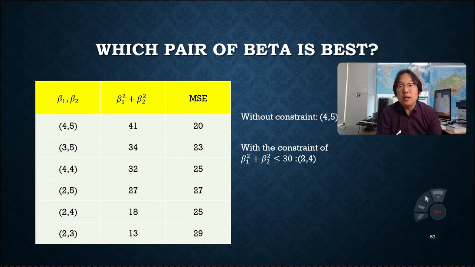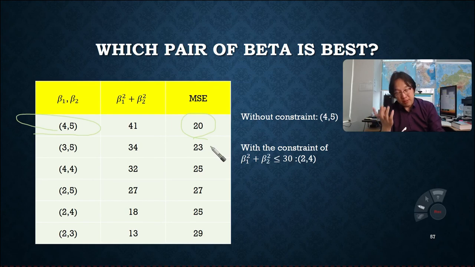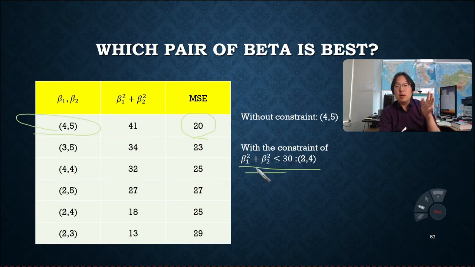Without constraint, which beta is the best? Well, this one. Why? Because the mean squared error is the minimum. Gauss said, achieve the minimum mean squared error and take that beta as the estimate. But in machine learning, with this regularization approach with ridge regression, there is a further restriction: the beta squared summation is less than a certain value, let's say 30 here. Then by definition, those with beta summation bigger than this are out of the picture. The remaining ones are the candidates.